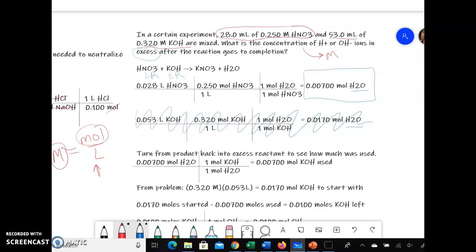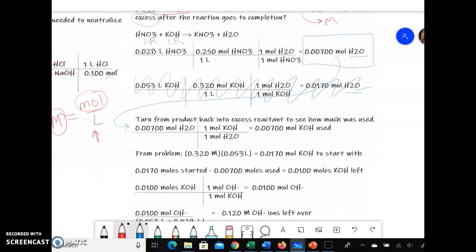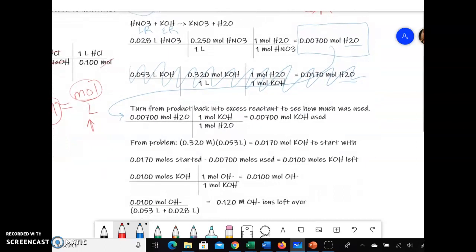So now what I did is I took that product that I knew I was able to make, and I said, well, let's see how much of the KOH was used up to make that. Because I know we didn't use all of the KOH because it was the excess, but I know we used some of it. So that's where I turned it back into KOH, and now I can see, since it was a 1-to-1 ratio, that this much KOH was used up.